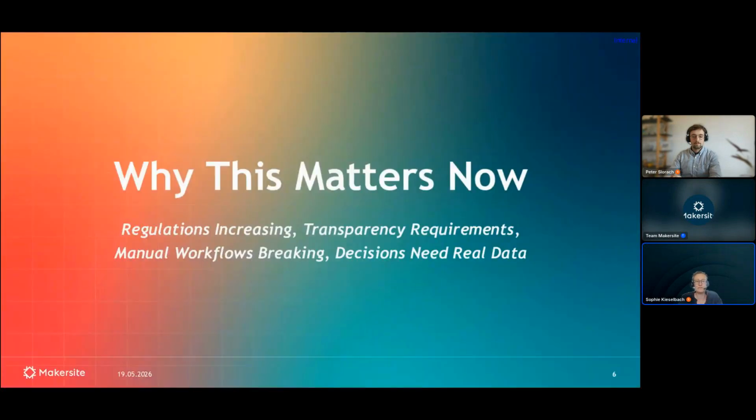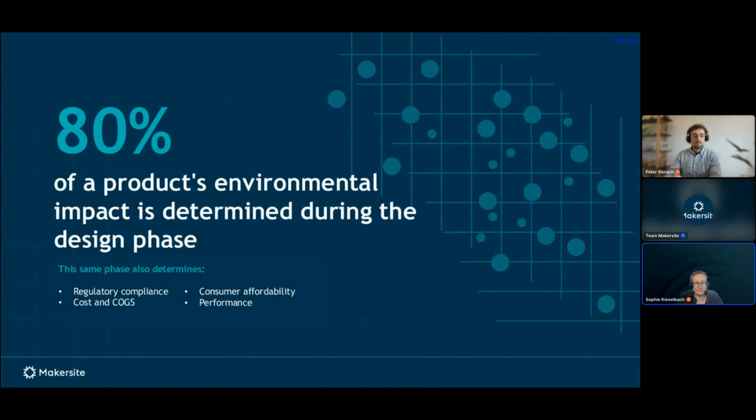So let's start. Why does this matter? We all know that a lot of a product's environmental impact is determined during the design phase, and that phase also determines the compliance, the costs, the affordability, the performance, and other things. Because of that, it is really important to get your product right. If you want to save money, make it more affordable, or make it more environmentally friendly, you have to start where the product is designed.